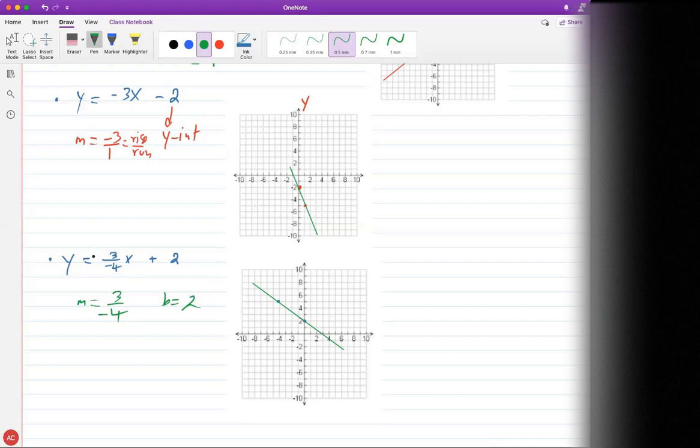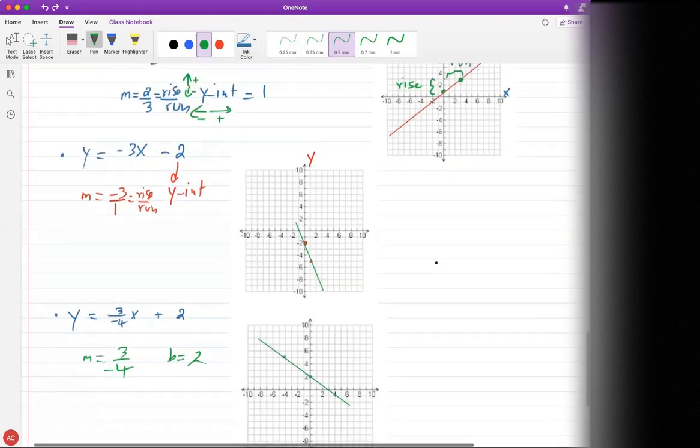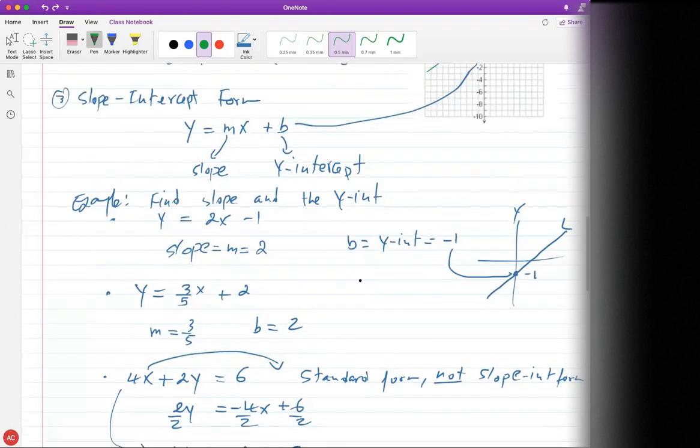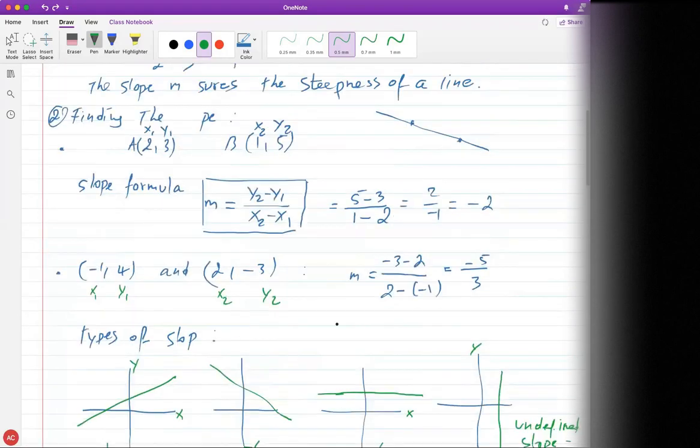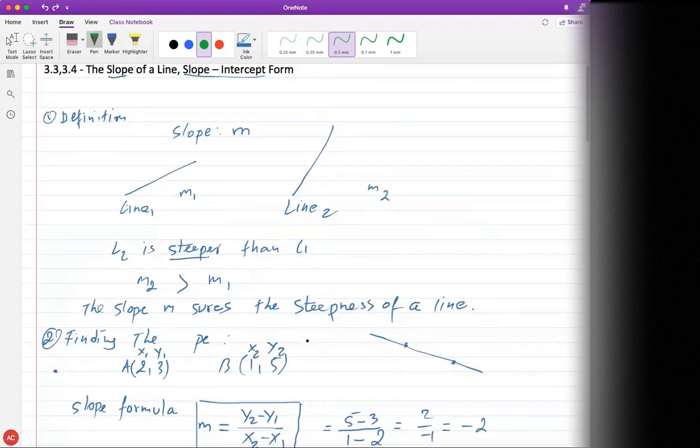The question could be as simple as just what is the slope? You write this and you're done. If it says graphing, then you do this. So it's pretty simple. And that pretty much concludes the lecture for today about the slopes, rise and run.